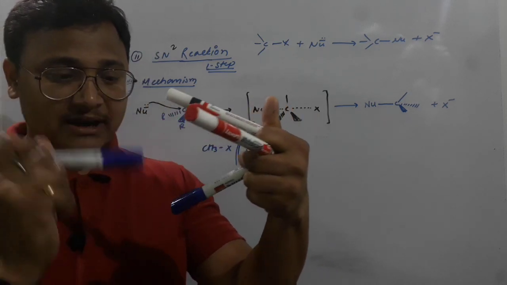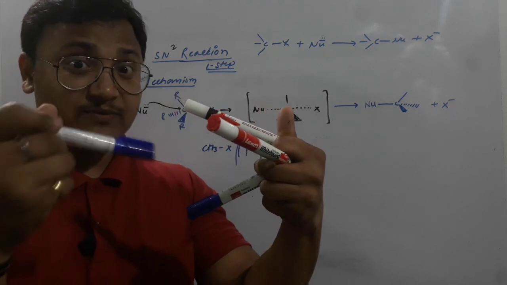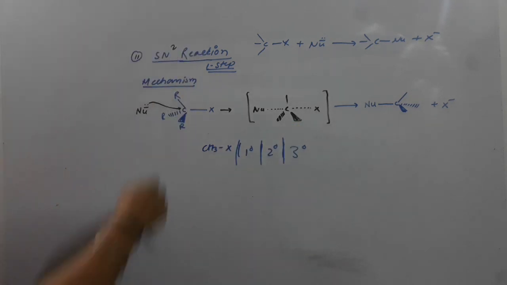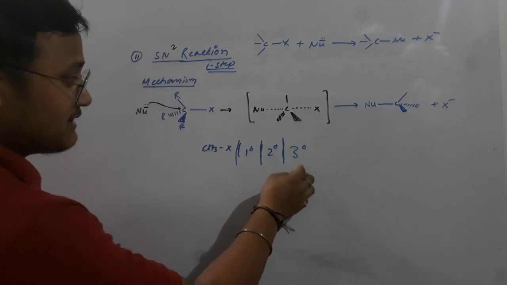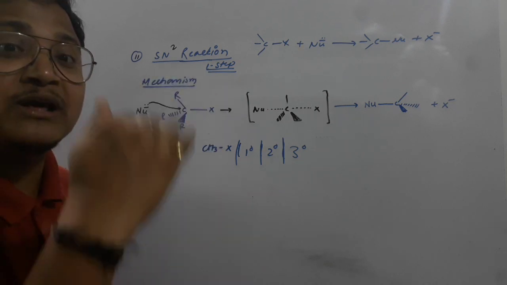So the more the bulky group, the reaction will take time. So what we have to understand now is that if we are having bulky groups, that means in 3 degree we will have 3 bulky groups. In 3 degree the reaction will take time. It will proceed slowly.